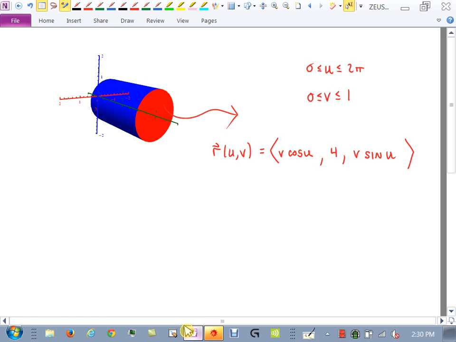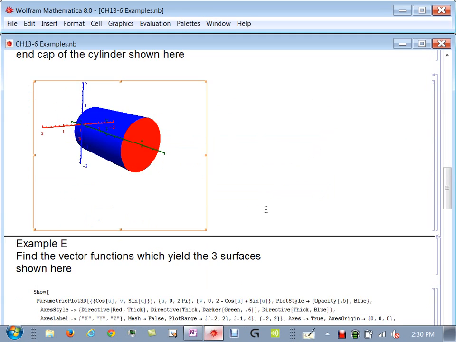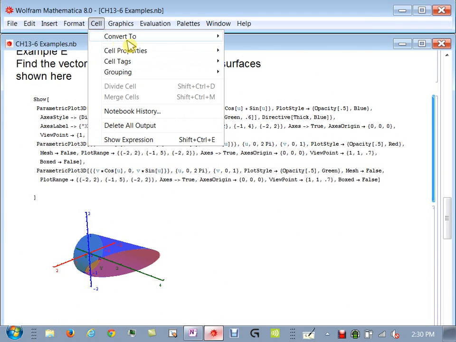Okay, where else? What else here? All right, this one's a little bit challenging. Example E. I'm going to disable that. I don't know what's going on there. Oops, forgot to put my code away.